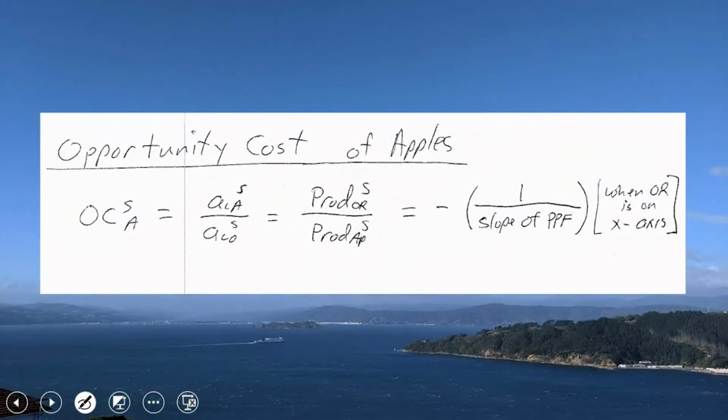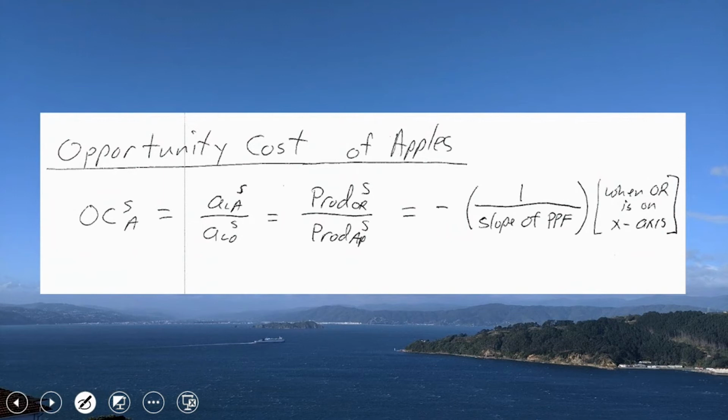Now, how many oranges have to be given up to produce another apple? It's going to be 1 over the slope of the production possibility frontier in this particular case, where we're talking about apples but oranges are on the x-axis. You've got to keep track of what's on the x-axis and what's on the y-axis in terms of which opportunity cost the slope corresponds to. Let me give you the principle here.